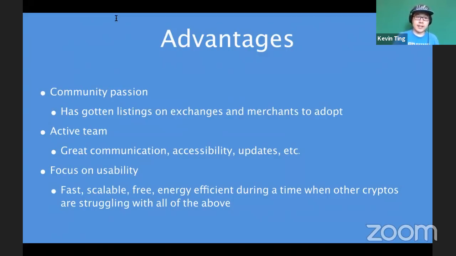And furthermore, this is a more umbrella advantage, the last one: they are just focused on usability. That's their ultimate goal, making Nano the most usable cryptocurrency possible. That's an umbrella for all the different features they have: being fast, being scalable, being zero fees, energy efficient. This is particularly important because their focus is heard by the crypto world at a time when other cryptos are struggling with all of the above. That's why during the bull market, when other cryptos were struggling with high fees and scalability problems and so forth, Nano was such a talked about, buzzed about one, because they had solutions to all these problems.